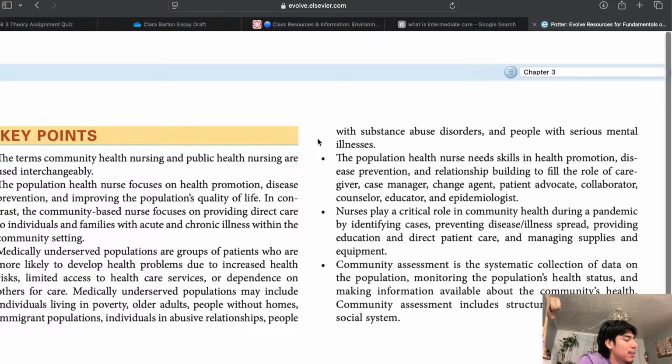All right, impact of global health on community health. Okay, whatever. I don't really care what that says. Medically underserved populations are groups of patients who are more likely to develop health problems because of excess health risk, limited access to healthcare services, or dependence on others. Examples include people living in poverty, older adults, disabled people, people without homes, and immigrants.